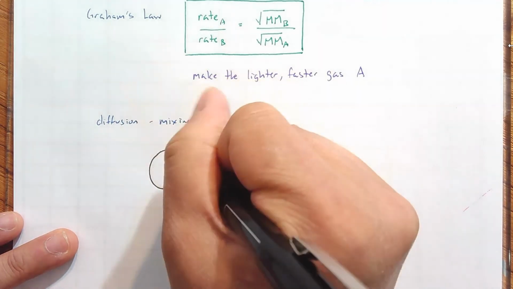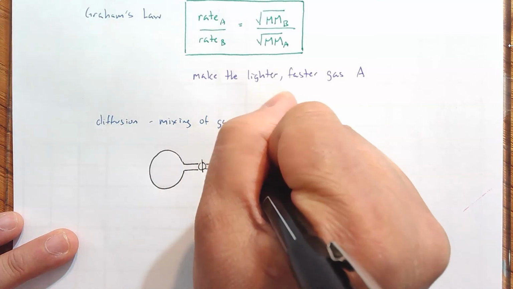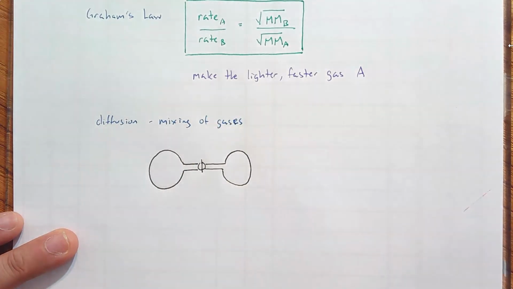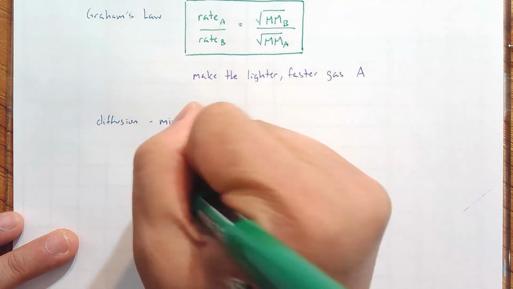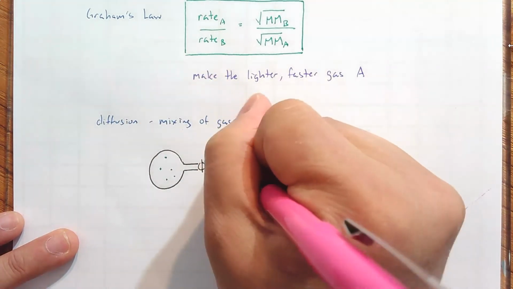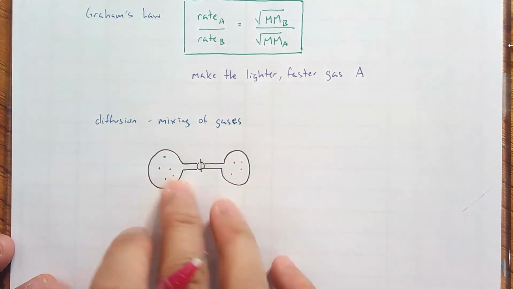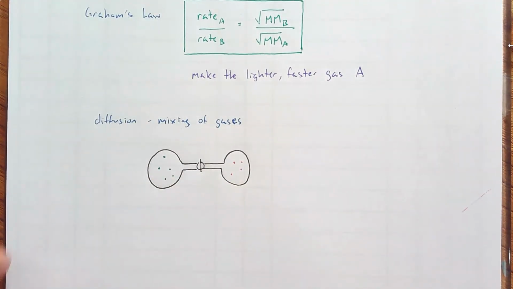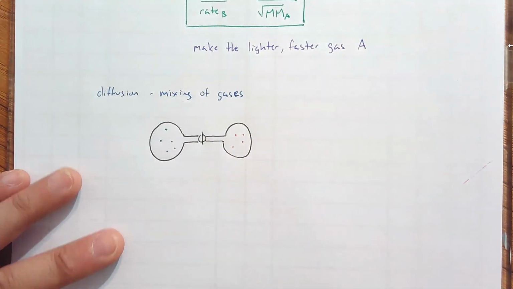The setup that is most common when you're looking at the diffusion of gases is something like this, where you have a valve here that's closed at first, and you have two gases. We'll put gas A here and gas B here. Okay, and you open up the stopcock, and the gases mix, and you monitor how fast the gases mix. We'll actually see a little bit later an experiment like that.